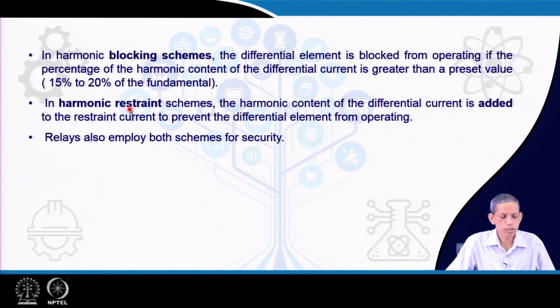In the harmonic restraint scheme, what is being done is that we know a restraint becomes k times the magnitude of I1 plus the magnitude of I2, and in that restraint we add the corresponding harmonic components also, to ensure that the relay does not operate in those situations. They have their own advantages in terms of blocking and restraining schemes. Some relays employ both to exploit these advantages.